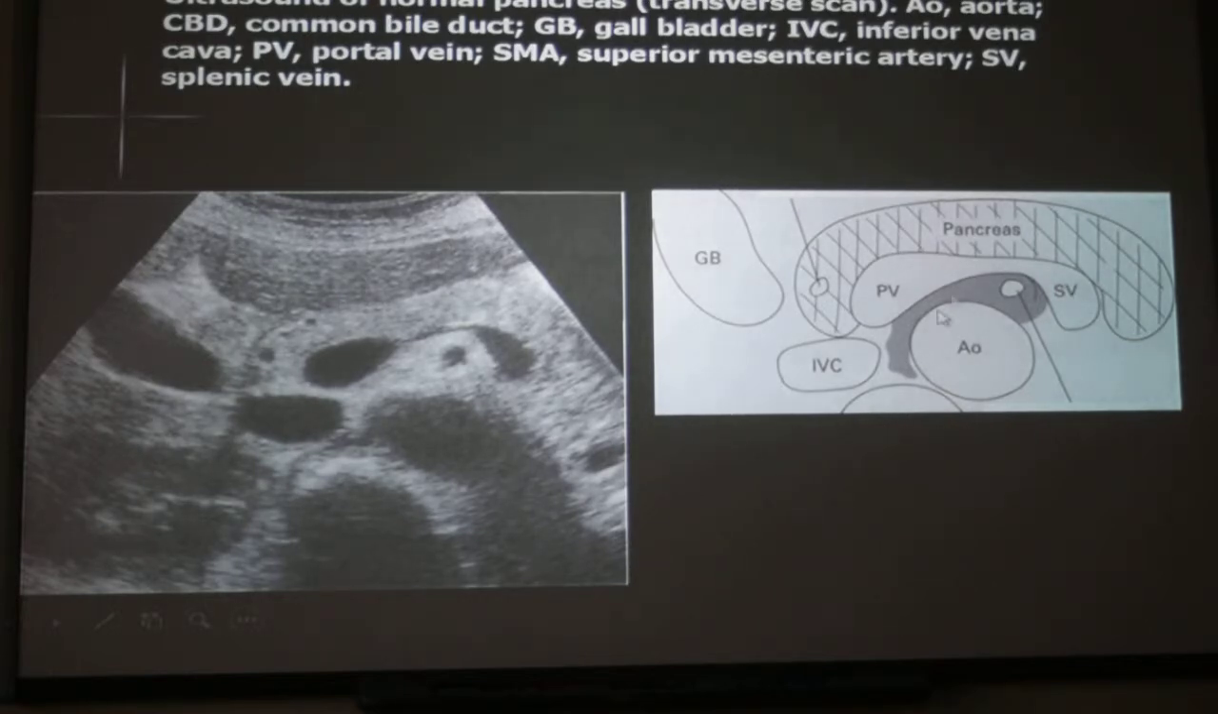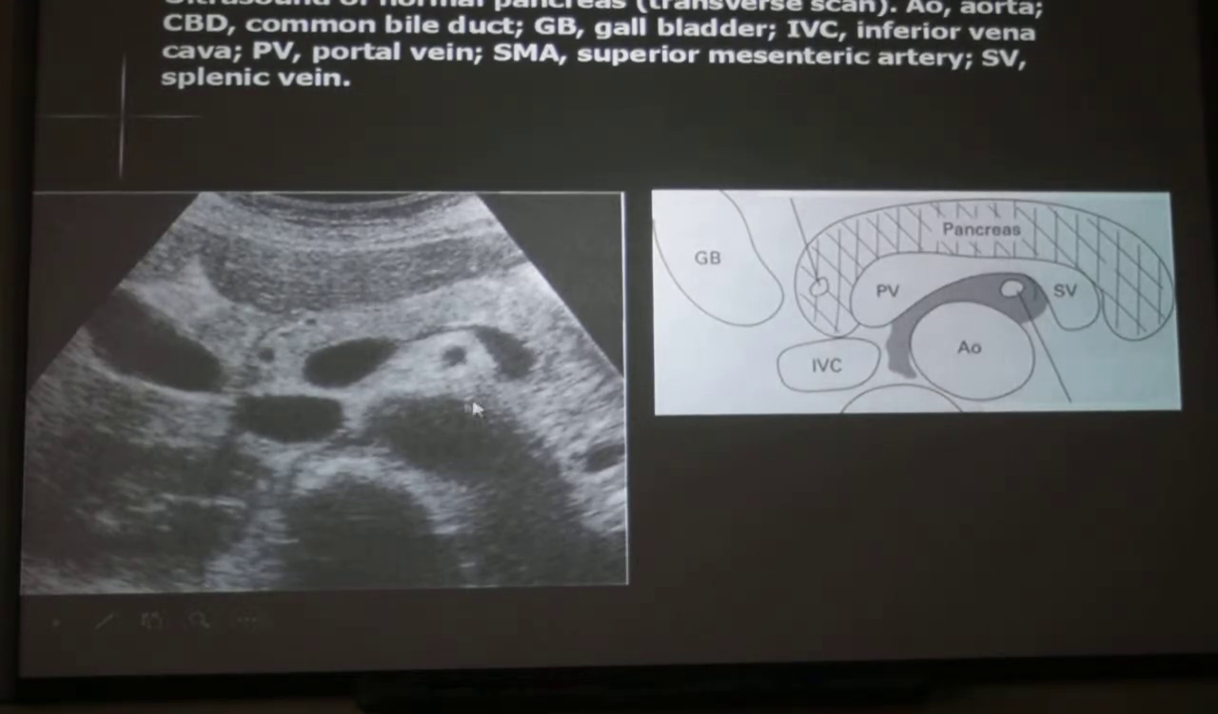This is the diagram. I've labeled it for you. So all structures that are here are labeled here. This is the region. The white is the pancreas. This is the portal vein. This is the splenic vein joining the portal vein. This structure here is the artery, which is the superior mesenteric artery. Okay.